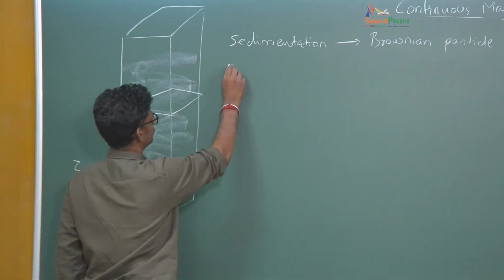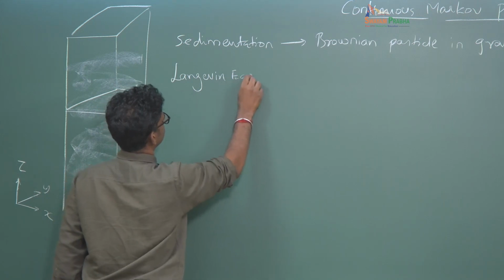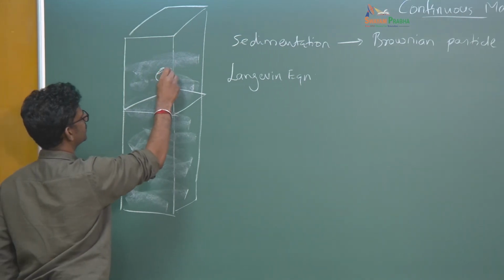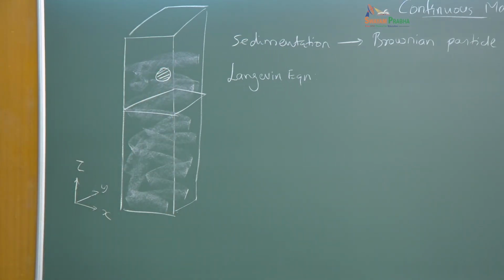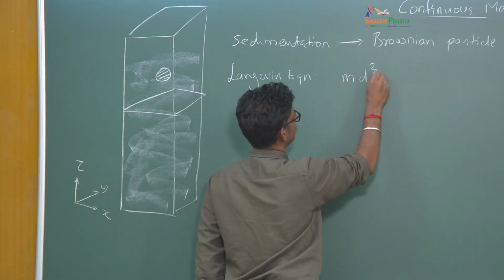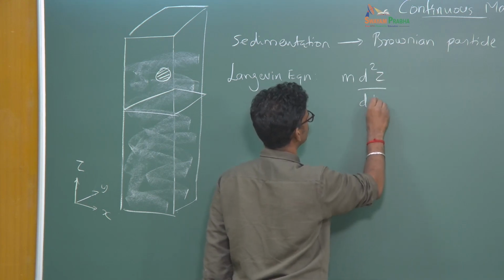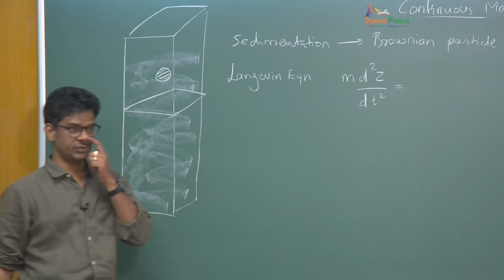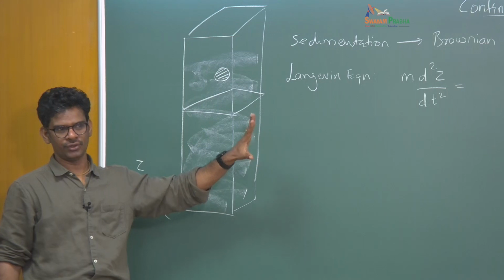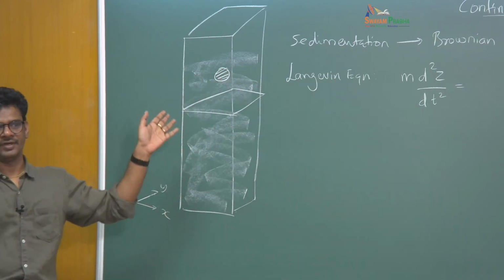So how do we write the Langevin equation for this problem? Imagine you have a particle somewhere here. So the dynamics of that particle, there is going to be a drag. Basically, you write the Langevin equation just like how you would write for a free Brownian particle, but just add the gravitational effect.